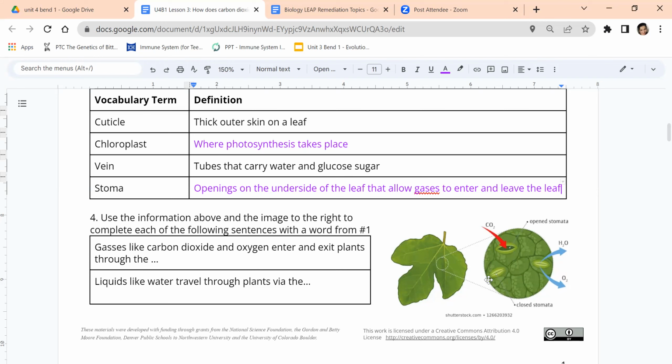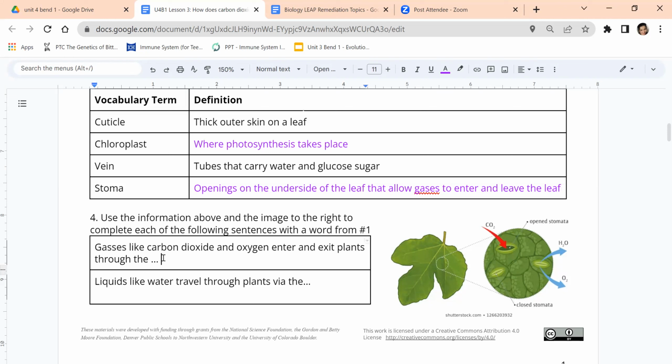So sometimes during the day, plants will close their stomata because they don't want to lose too much water when it's hot, and they're more likely to have water vapor come out of these stomata. And they open them at night, and they absorb carbon dioxide at night that they need to do photosynthesis the next day when the sun is out. So sometimes plants do that to help conserve water.